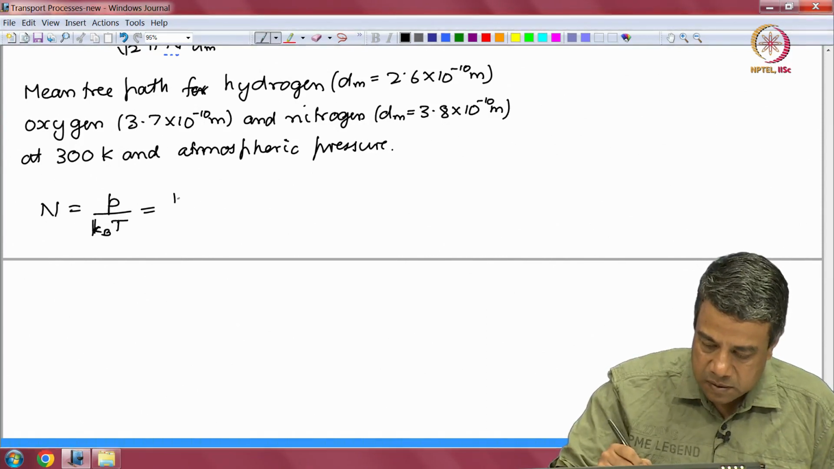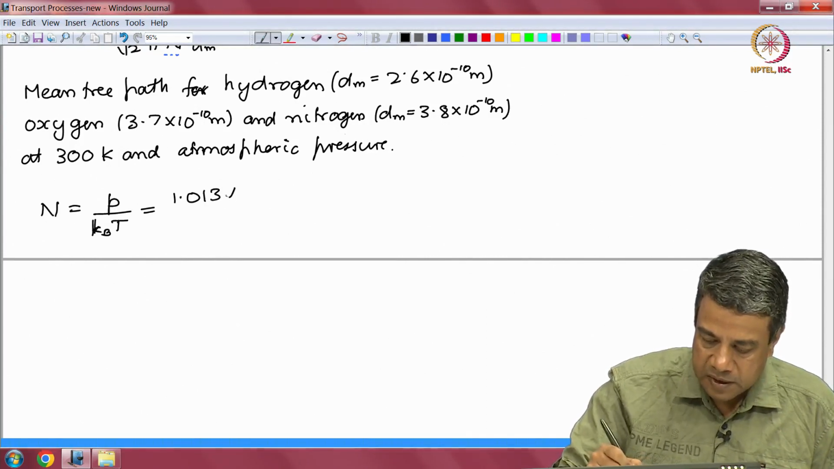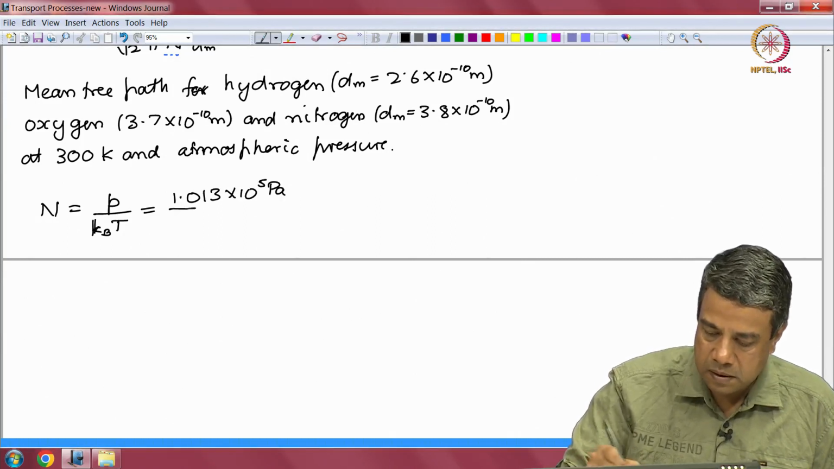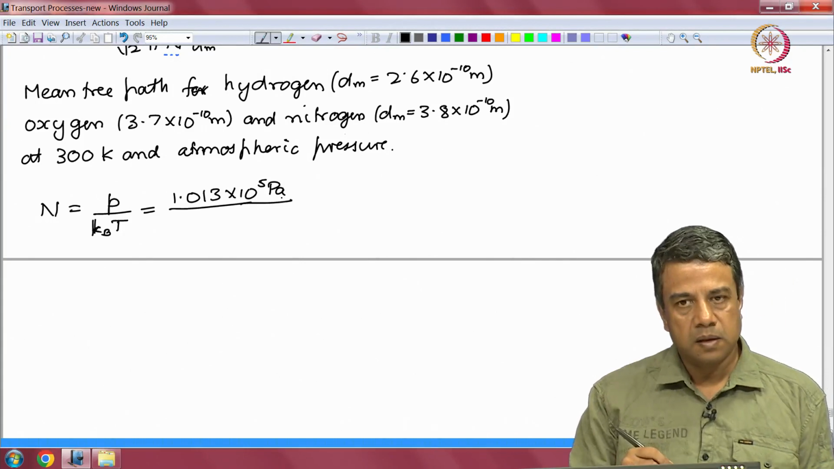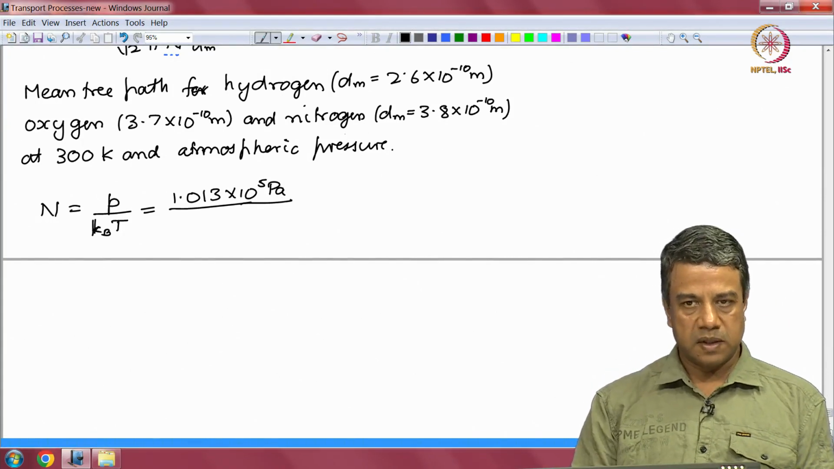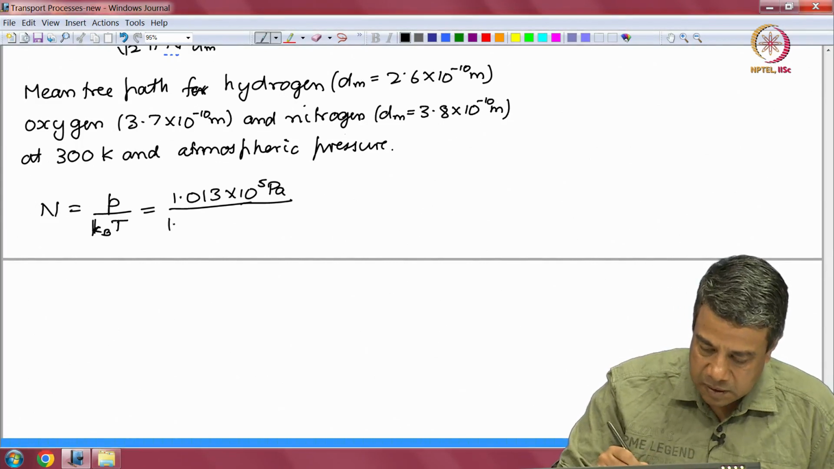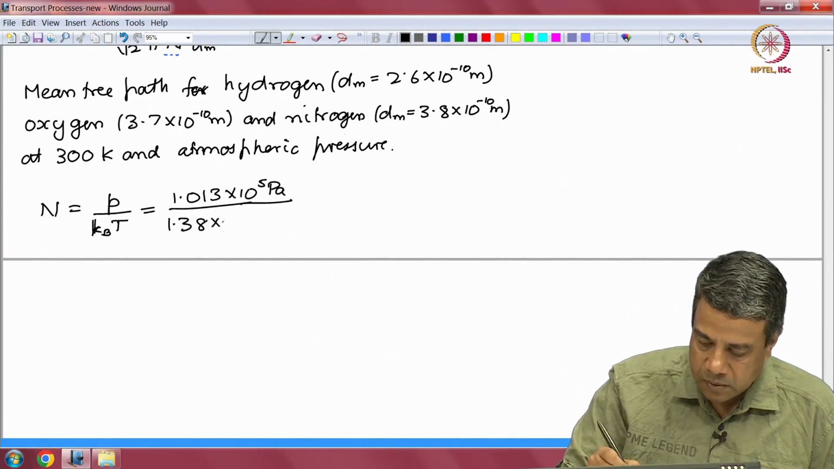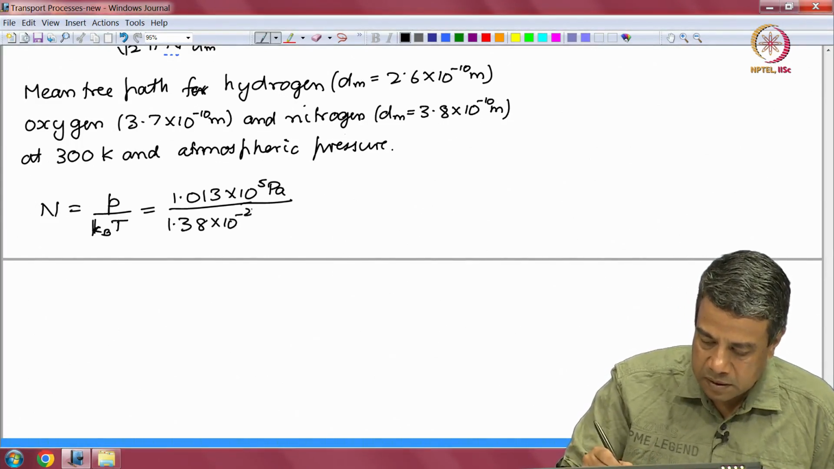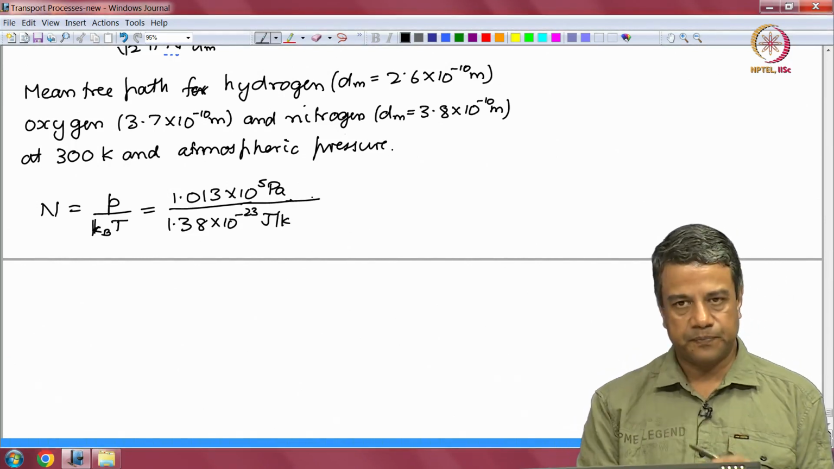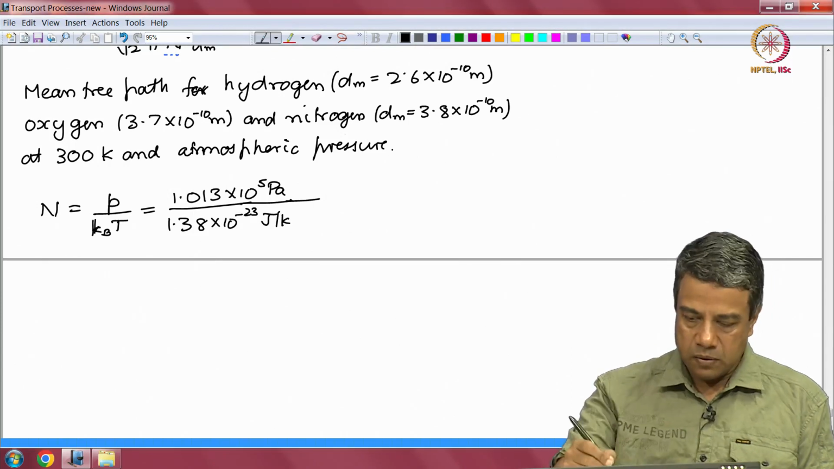Pressure is 1.013 into 10 power 5 Pascal. Pascal is force per unit area. And kB is 1.38 into 10 power minus 23 joules per Kelvin. It has dimensions of energy. Into 300 Kelvin.